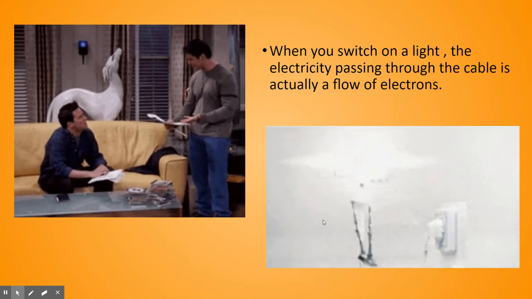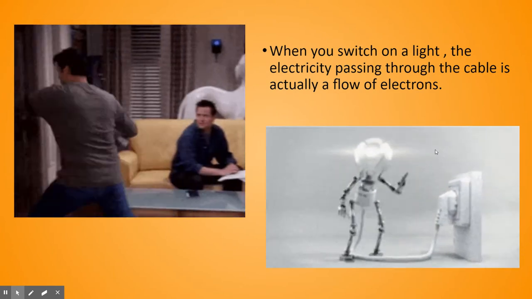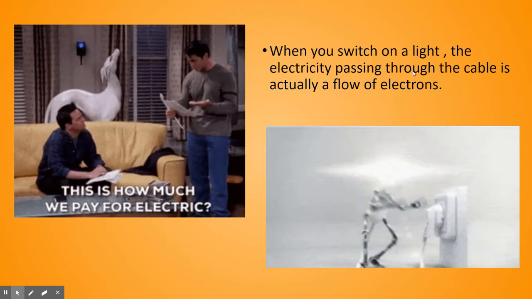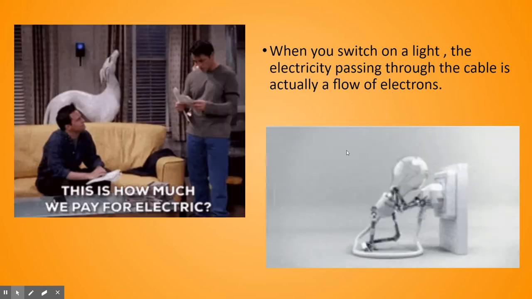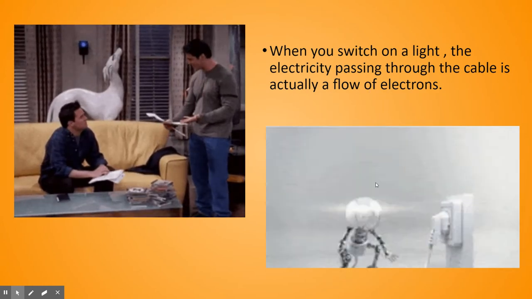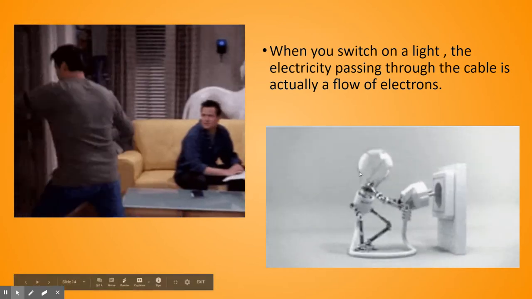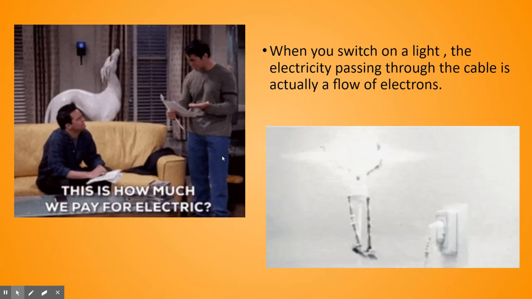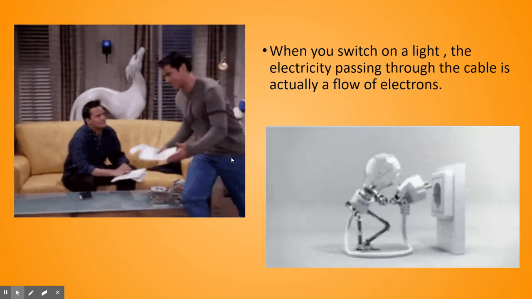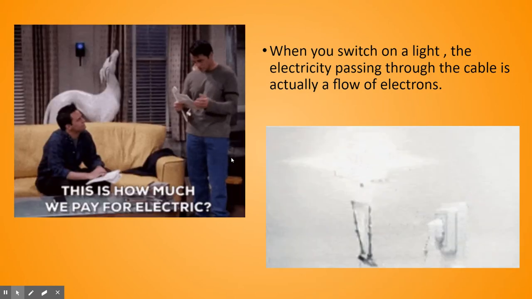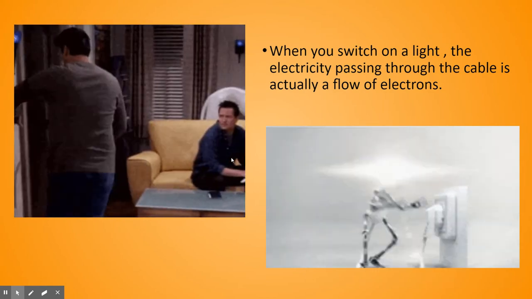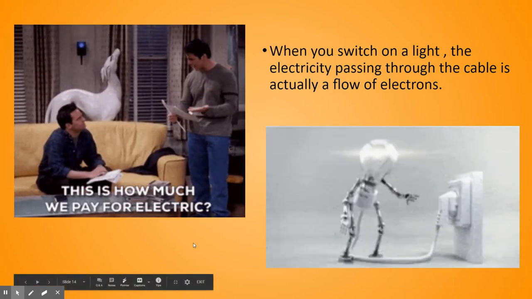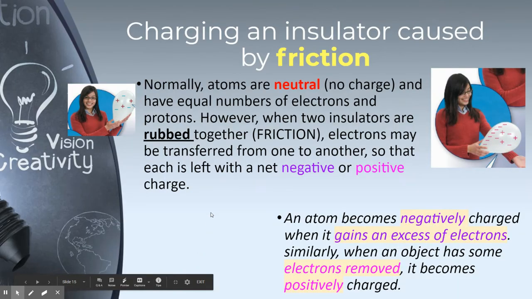Okay, so this is just a fun little slide. When you switch on a light, the electricity passing through the cable is actually a flow of electrons. So this little light bulb plugs himself in and electricity flows through and lights him up. Here, Joey and Chandler from Friends are talking, and Joey says, "What? Is this how much we pay for electric?" Yeah. So he runs over and turns off the light switch. So there's no more electricity flowing through.